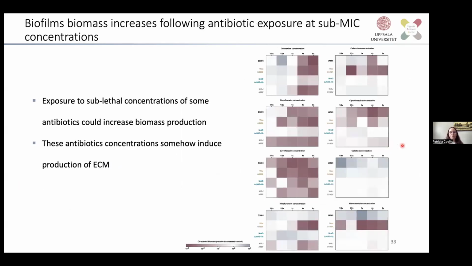And one interesting observation that we made was also that some antibiotics induce biofilm formation at sub-inhibitory concentrations. So for instance, here, if we have a more gray color, there is an increased biofilm formation. And we can see that cefotaxime is one of them, and also colistin for some of the strains. And in these cases, there was only an increased biofilm biomass production, but we didn't see an increase in CFUs. So it seems that this effect is only by inducing the production of the extracellular matrix.